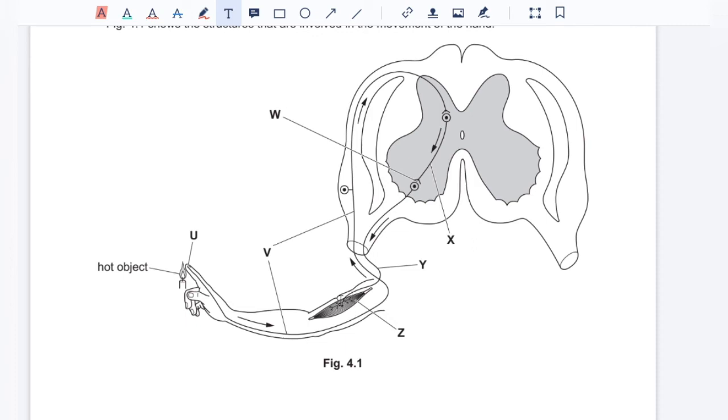Z over here is the effector, since this is the muscle that carries out the response. Y over here is the neuron which is carrying impulses away from the central nervous system. So Y has to be the motor neuron. And X is the neuron inside of the central nervous system. So this is the relay neuron.